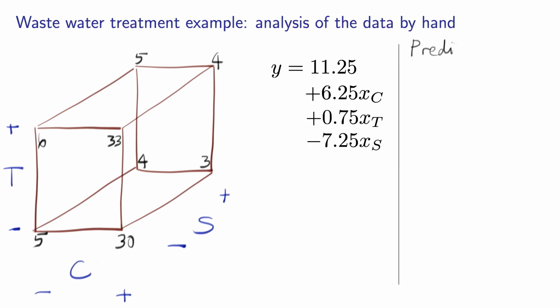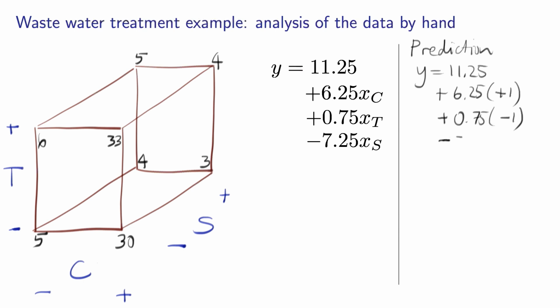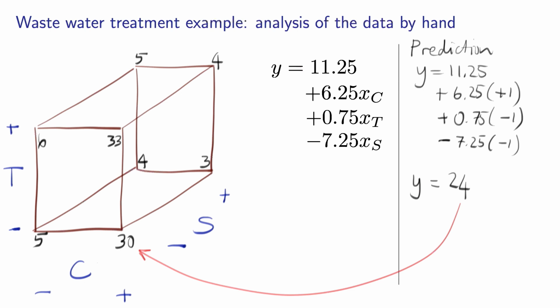Let's see how we can use this model to make some predictions. Consider the situation where we're using chemical Q. In other words, Xc is coded as a value of +1. Let's use low temperature. So Xt is coded as -1. And also let's use low stirring speed. So Xs is -1. The predicted value is 11.25 plus 6.25 minus 0.75 plus 7.25. That's a value of 24. That's quite a bit different to the value of 30 pounds which was actually recorded.